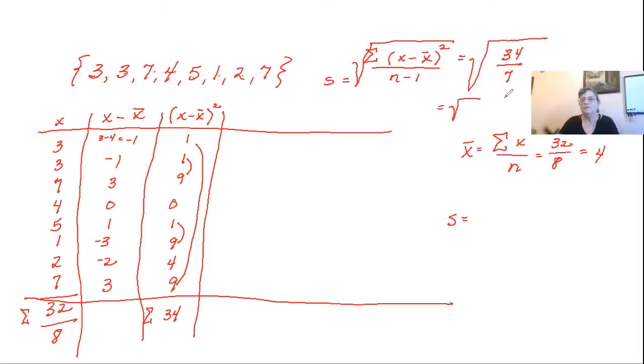So it's going to be the square root of 34 divided by 7, which is about 4.857, and the square root of that is about 2.2. So I didn't need all this extra over here. The standard deviation for these numbers is 2.2. These numbers average being about 2.2 away from 4.